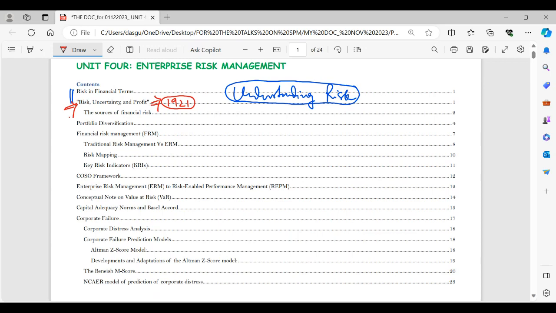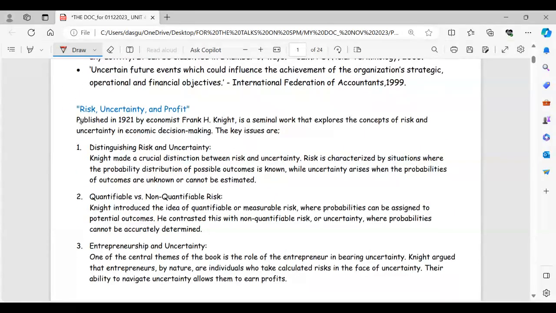This is from the book by Frank Knight, and he distinguishes between risk and uncertainty. What he says simply is that risk is a situation where you have probability of things. For example, something is happening tomorrow. So risk is basically variability. I'll call this variability with prior knowledge.